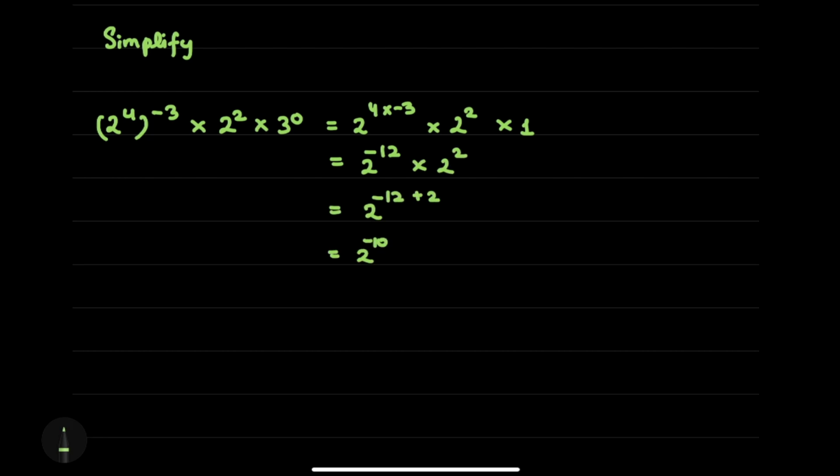So, first we will multiply 2 to the power 4 into 2 to the power minus 3, and then that comes out to be minus 12. We also know that any number a to the power 0 would be 1. So 3 to the power 0 becomes 1. And then we solve again to get 2 to the power minus 12 plus 2. And then finally it comes out to be 2 to the power minus 10. Let's do a more difficult question to understand and apply all these laws of exponents again.